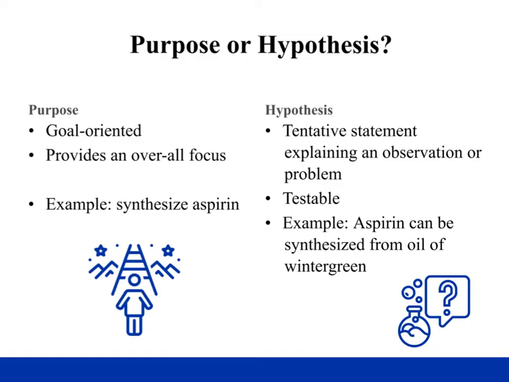And what's the difference? Well, a purpose statement is very goal-oriented. You want to start in one place and you want to end up somewhere else. You may already have an idea of where that place is. You could be here in Lexington with the goal of someday moving out to the mountains. Your experiment, for instance, could be to synthesize aspirin from the oil of wintergreen, which chemists would call methyl salicylate, in a two-step synthesis. That's your goal.